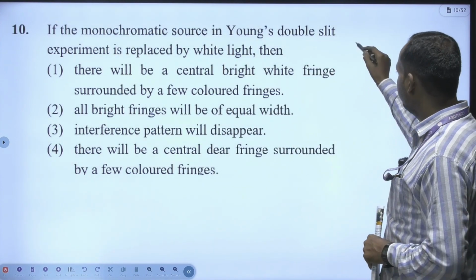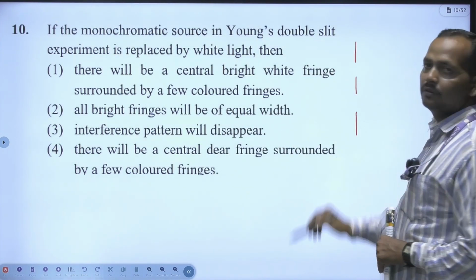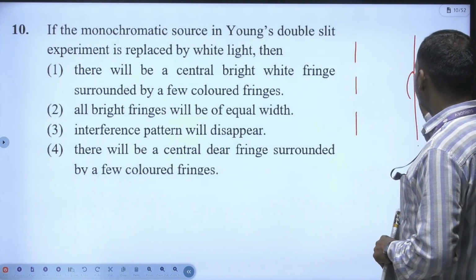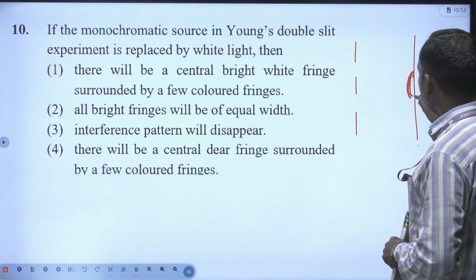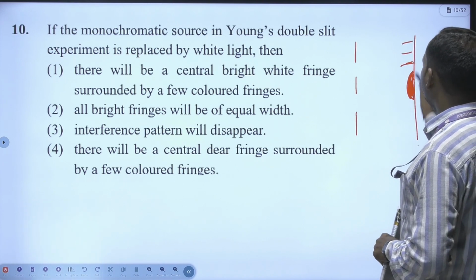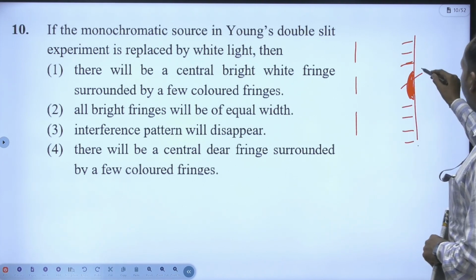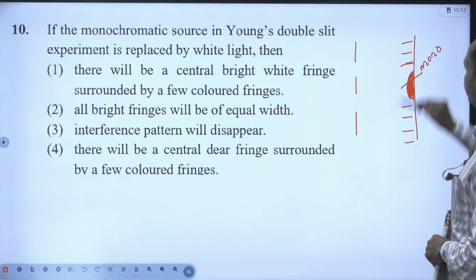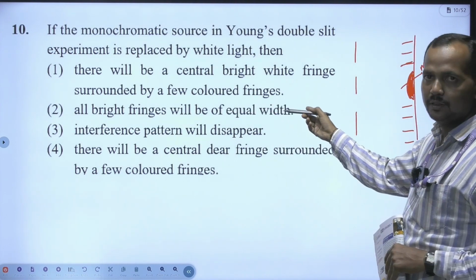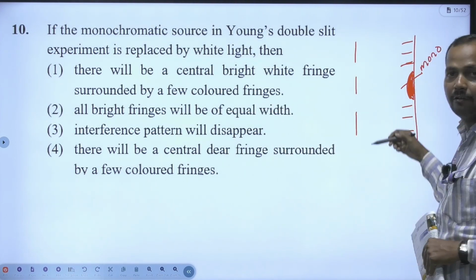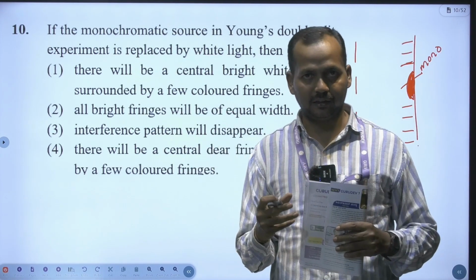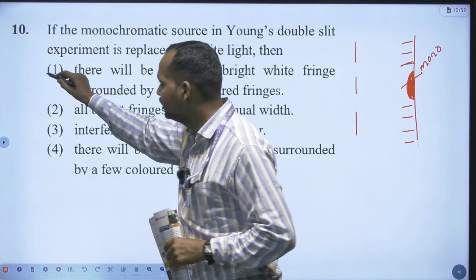So what happens here, if two fringes are there, then on the screen a central bright fringe will be formed, and surrounding it colored fringes will be formed. So there will be a central bright white fringe surrounded by few colored fringes, and these have different wavelengths, but the central one will be bright, which is the composite of all the colors. So the central bright fringe is the answer, this one.